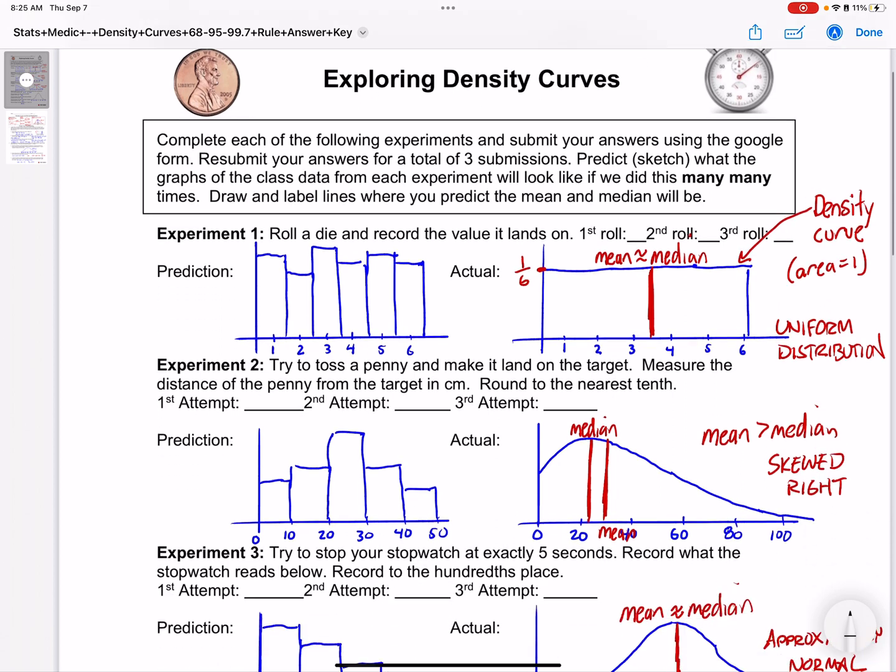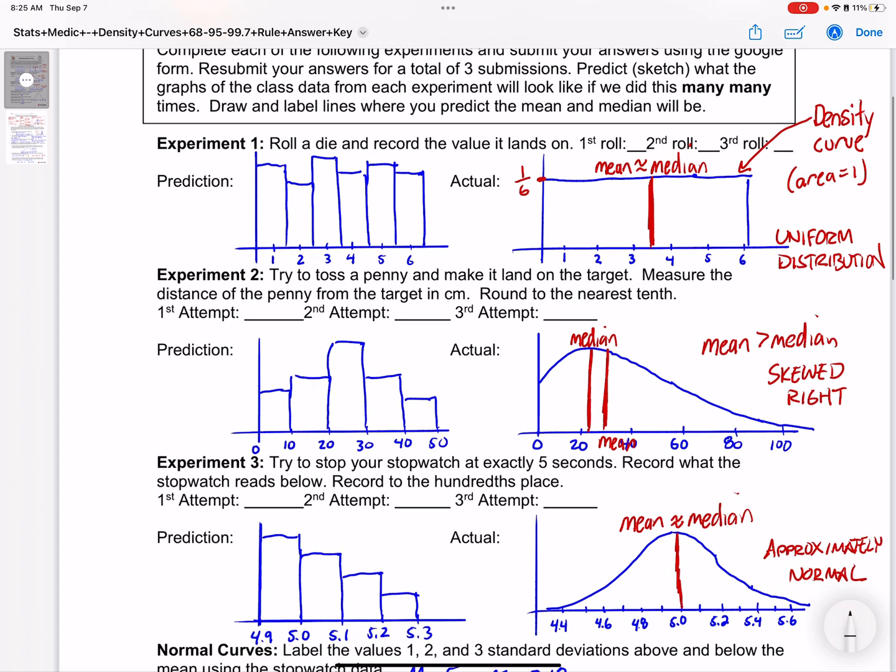And finally, the third experiment was to take their iPhone or their Samsung or whatever, any of their phones, and get their stopwatch to land exactly on 5 seconds. If they got 4.95 and it was a little bit under, then what they recorded was 4.95. If they got 5.04, then they recorded 5.04. Whatever their stopwatch was reading, that's what they recorded on their survey and sent it back.